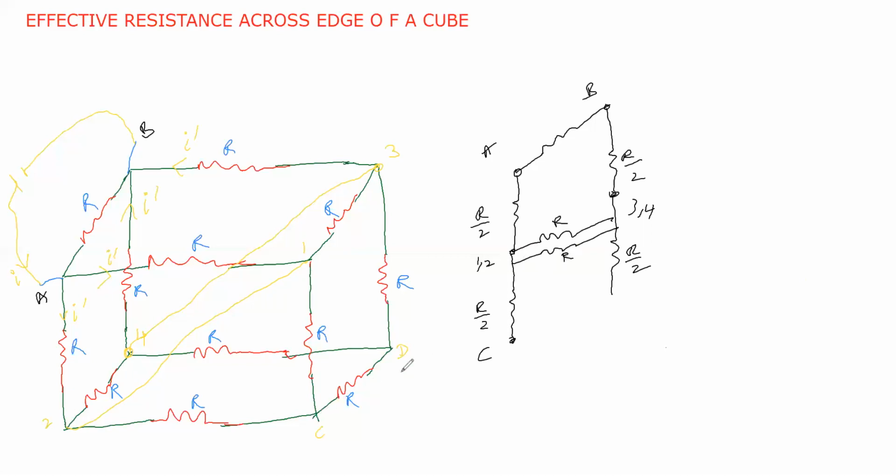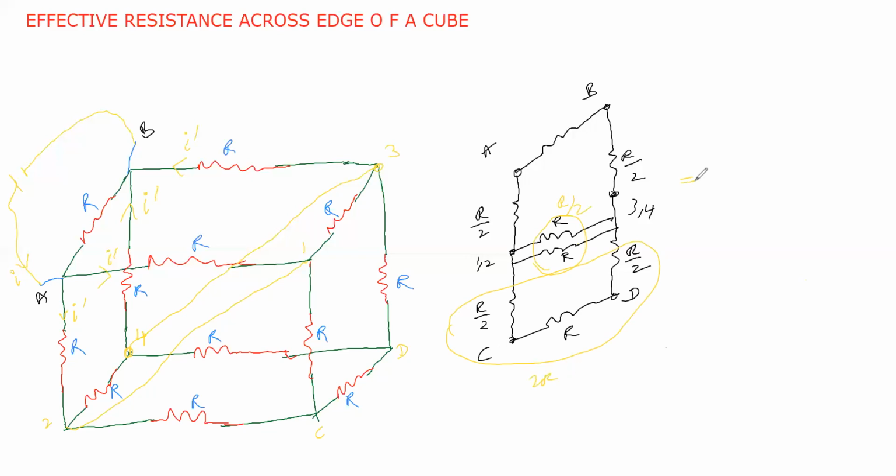Now between point C and D, this is the point D. Between C and D, one more resistance is there. Now we take the effective resistance: these two are in parallel, so R by 2. Now these resistances are in series, so this is 2R.